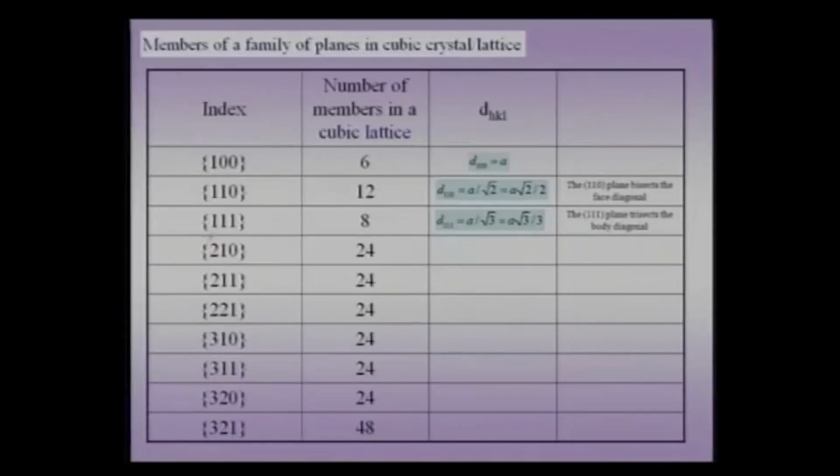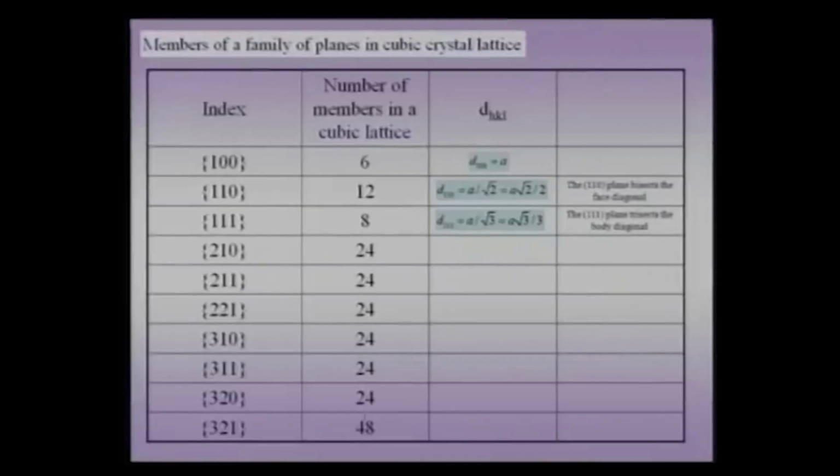You go to higher index planes like 210, 211, 311 or 321, you will see that the number of such members actually increases from 12 to 24, then you can go to 48 members. So the 321 plane has 48 members in the family, and that is the maximum any plane in the cubic lattice can have, because now all 3 indices are different. You can permute all the 3 indices, and that will lead to 3 factorial ways. You can make them negatives, and therefore you will end up with 48 distinct members in this family, the largest family.